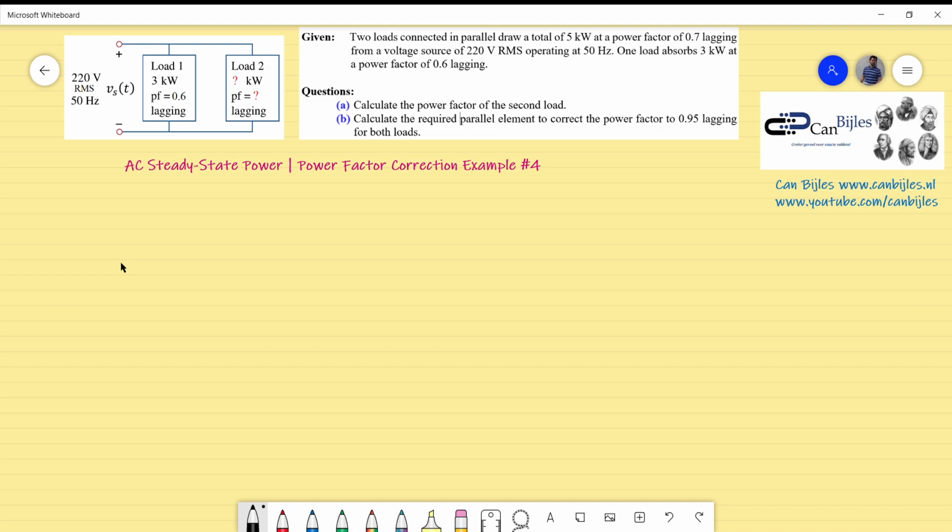Hi everyone and welcome to this new video. We continue with the power factor correction examples. This is our example number 4.